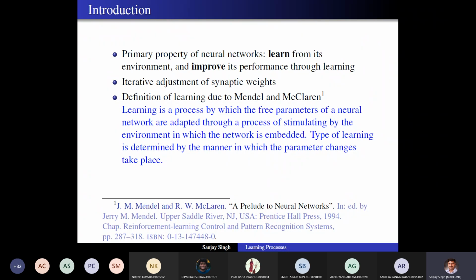Variables will keep on changing. So in this case, two kinds of variables are there, the free parameters, which can be considered the weights and the bias. So we say that learning is the process by which the free parameters of a neural network, that is the weights and bias, are adapted, meaning getting changed, through a process of stimulation by the environment in which the network is embedded. What do you mean by the process of stimulation or stimulating?